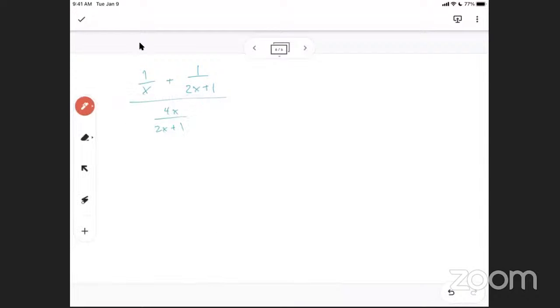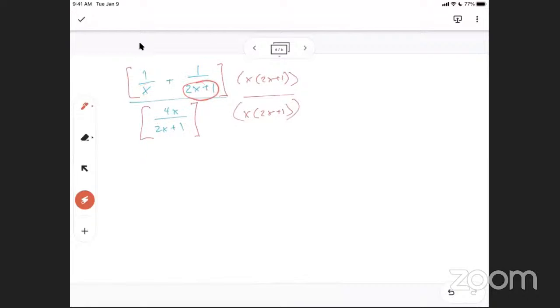If I multiply the top and the bottom by x and 2x plus 1, you're going to see why. So what am I doing? I'm multiplying the top and the bottom by the least common denominator of the entire fraction. Do you see why that's x and 2x plus 1? There's a 2x plus 1. There's an x. Here's another 2x plus 1. I don't need two of these because they're the same thing.